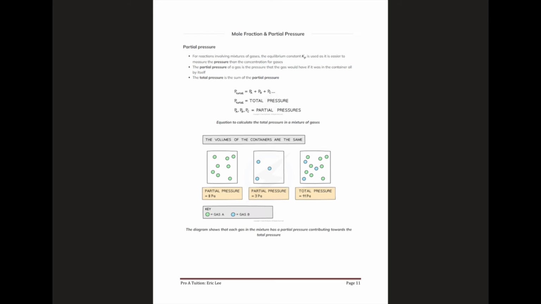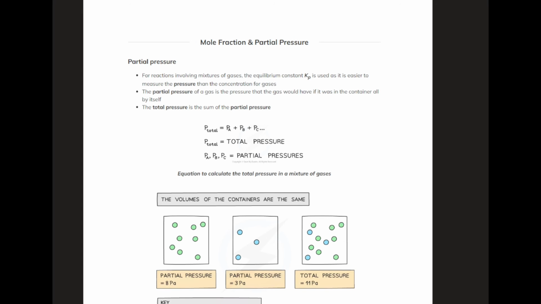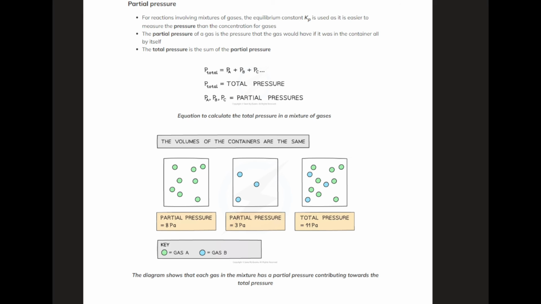Okay, so this is mole fraction and partial pressure. So let's go through. Okay, so we start from partial pressure. Okay, so what is partial pressure? You look at the picture first. So let's say in a container, we have mixtures of gas. So where you can see the green dots here are the gas A, and then we have blue dots that represent gas B. So we have the mixtures of gas.